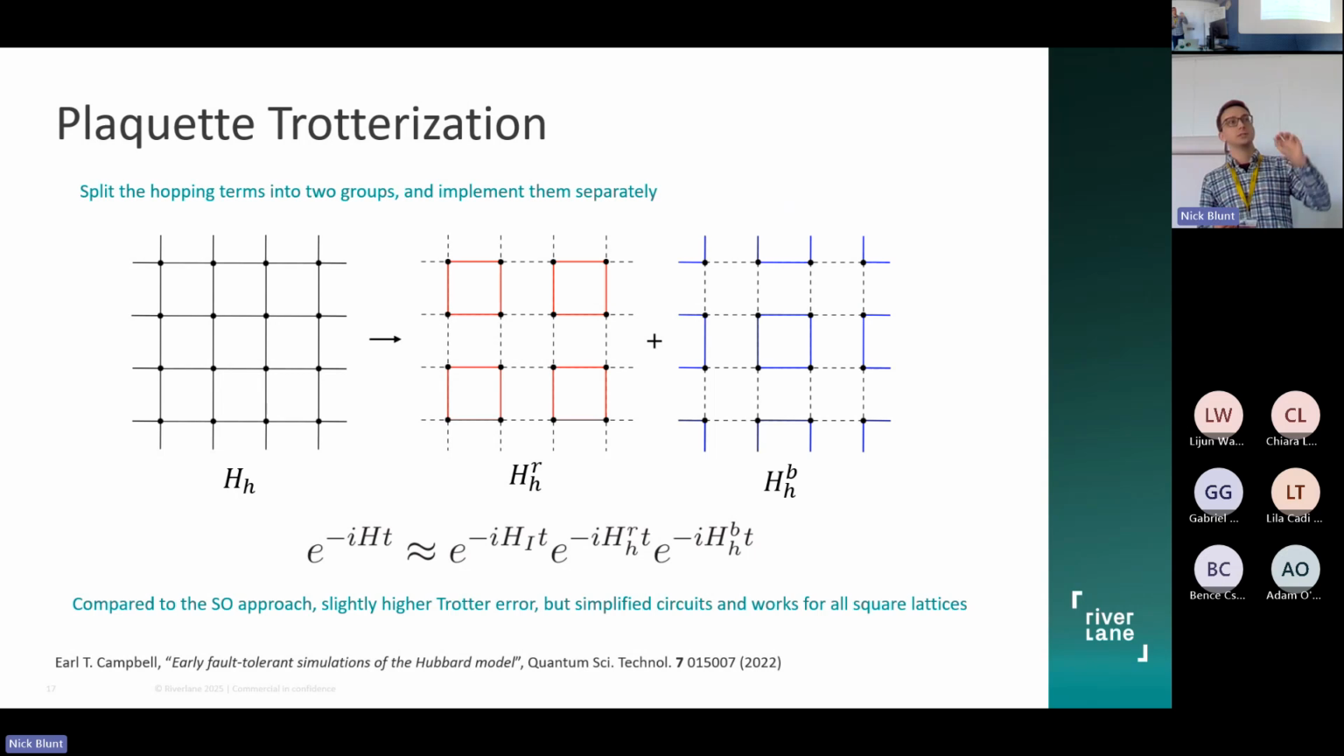Now we're splitting the full Hamiltonian into 3 parts: the interaction term, and then the hopping term into 2. This is going to have slightly higher Trotter error compared to the split operator approach, but it turns out the circuits are going to be simplified. And this will work for all square lattices. As I've shown it here, it will work if it's even by even, but you can extend it to work for odd lattices as well.